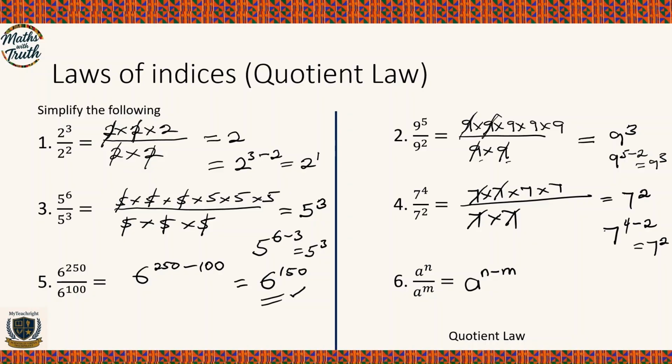the same base, then that is equal to the base exponent, the index of the numerator minus the index of the denominator. I will want you to intentionally state it that way, as the index of the numerator minus the index of the denominator. Sometimes it can be stated as the base exponent, the difference between the exponents.